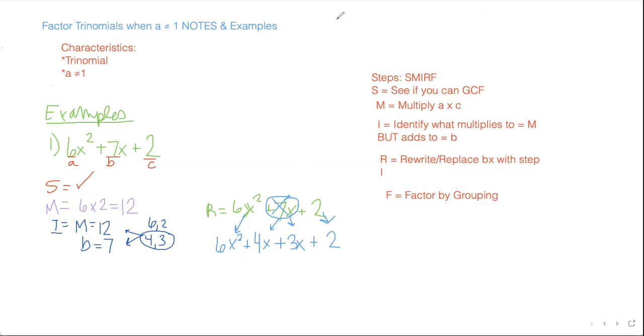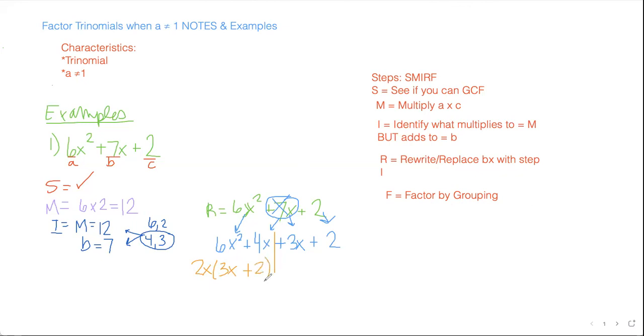So let's go over how we factor by grouping just in case you forgot. We're going to take this and split it in half. On the left side, we're going to GCF. On the left side, I can GCF a 2x, and I'll be left with 3x plus 2.